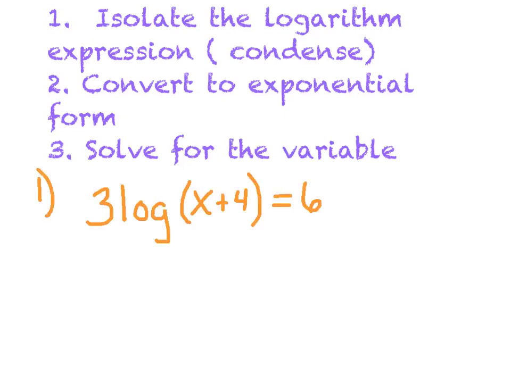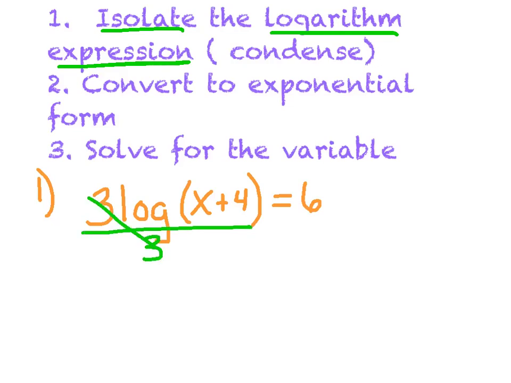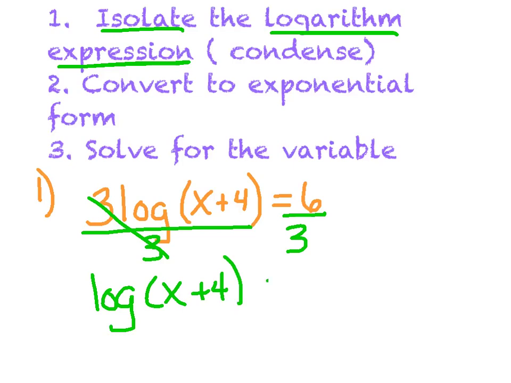All right, so here we go. Question 1. We're going to dive right in. 3 log of x plus 4 equals 6. I'm just going to run through my steps. Isolate the logarithmic expression. So I need to get the log by itself. Well, who's in front of it? The 3. So I'm simply going to divide both sides by 3 to get rid of it. And I'll get log of x plus 4 equals 2. Okay, so step 1, done. Got the log expression by itself.